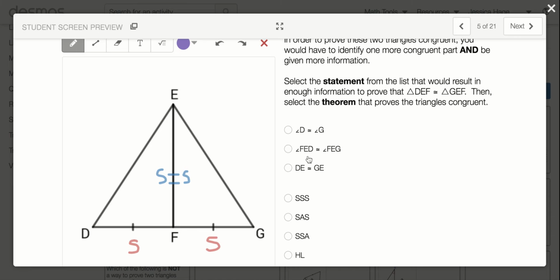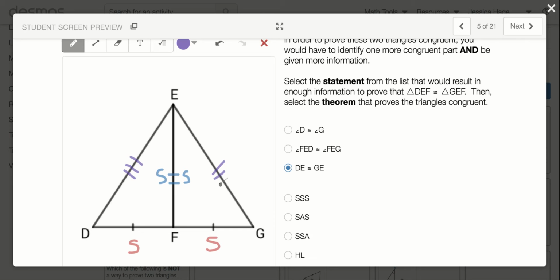But that is not a choice here, okay? This angle, that was the top angle that we did, and that was the corner angle. So they do not give us the two angles around vertex F as a selection. So we're going to have to go with just DE is congruent to GE. So that would have to be provided to use the side, side, side theorem.